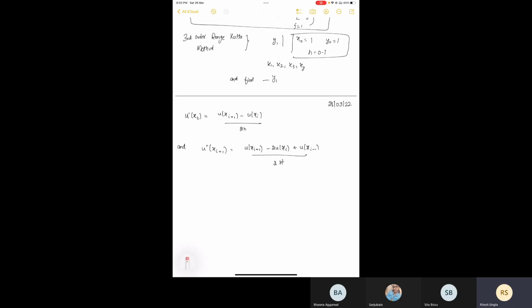H square, I suppose. Are you guys aware about this fact? Yes, sir. So this is nothing but central difference.